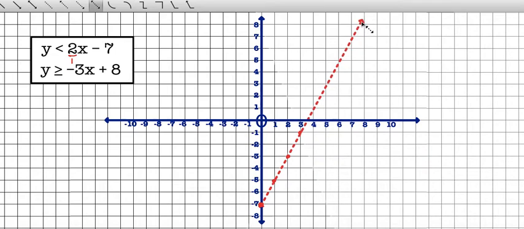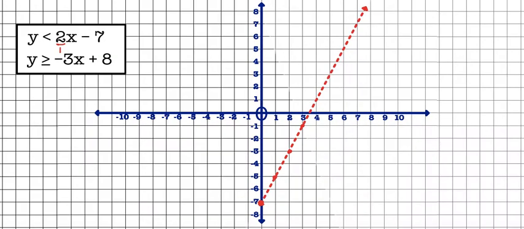Before we move on to our next inequality, we're going to shade first. The easiest coordinate that we could use to shade is 0, 0. If 0, 0 is true, then we're going to shade the left side. If it's not true, then we're going to shade the right side.